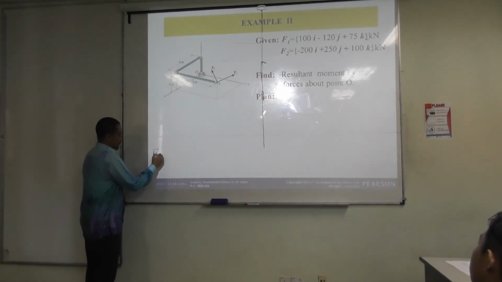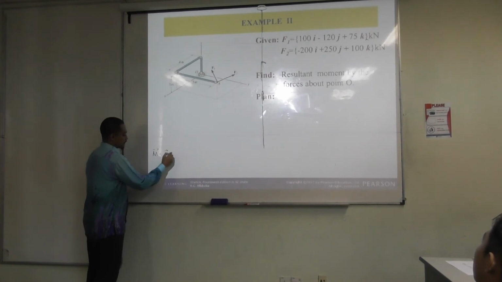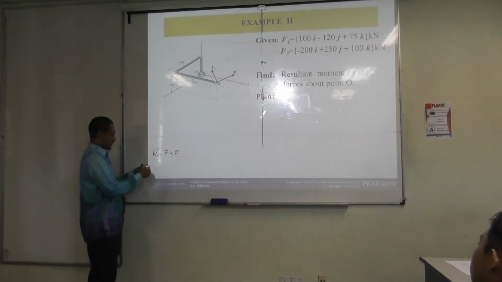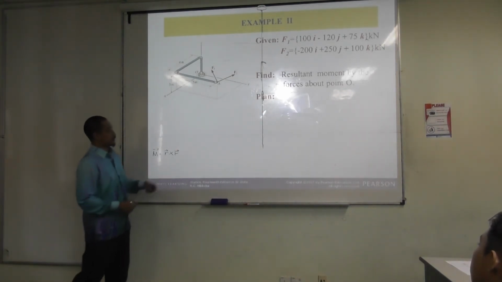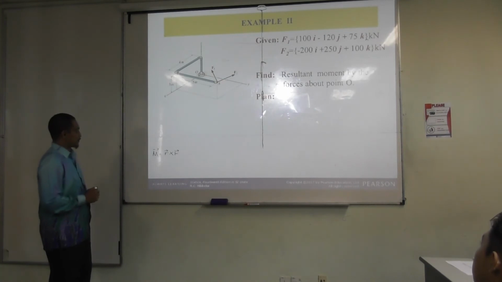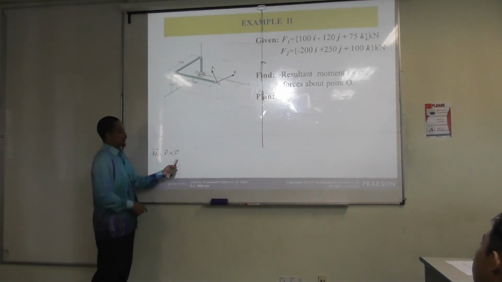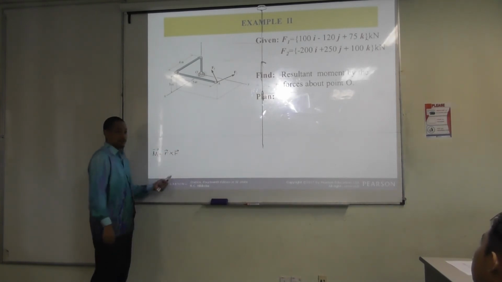If vector, then M equals R cross F. It's not times, it's cross. The meaning is different. Times is just multiply, right? So it's R cross F. As long as you can get R, and as long as you can get F, which in this case is given straight away, then you can calculate, right?